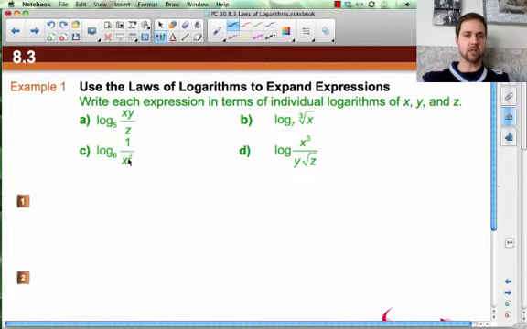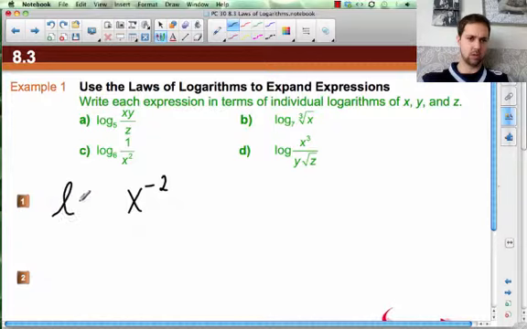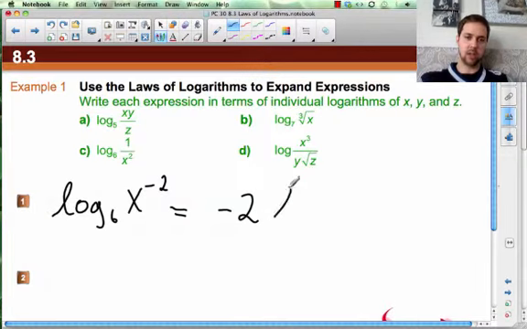The next one, log base 6 of 1 over x squared. I am going to rewrite 1 over x squared as x to the minus 2. So now we have log base 6 of x to the minus 2. So again, m to the p, this p can come out front as a multiplicative factor: -2 log base 6 of x. Done.